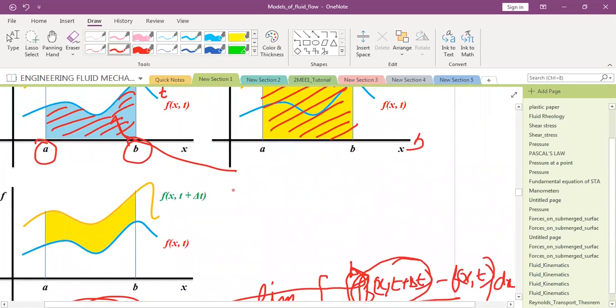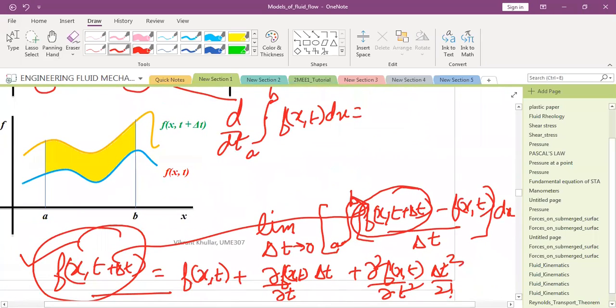You get d by dt integral a to b f(x,t) dx. This becomes equal to, so please see, this term gets cancelled with this.